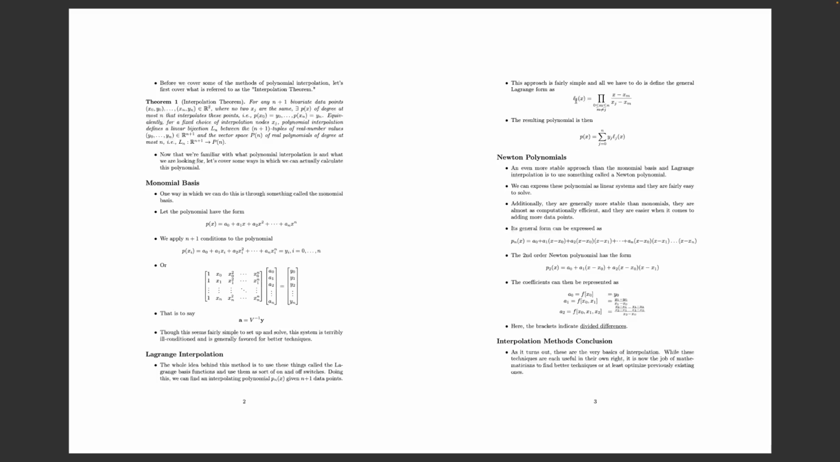So this is the general Lagrange form, usually denoted as lowercase l. And all it is, it's the sum of the products of the differences, generally, you can think of. So x minus x sub m, x sub j minus x sub n.